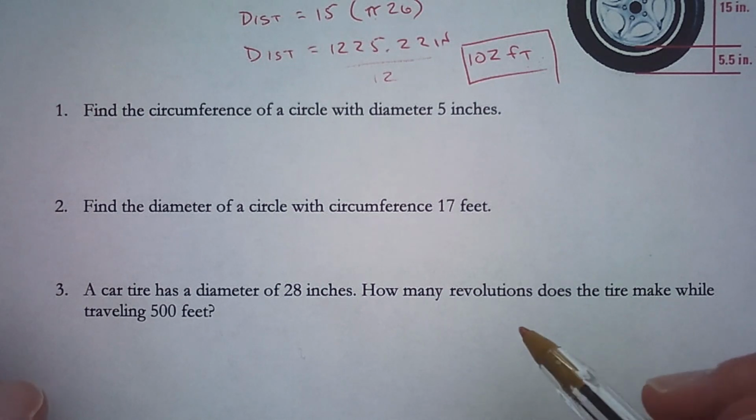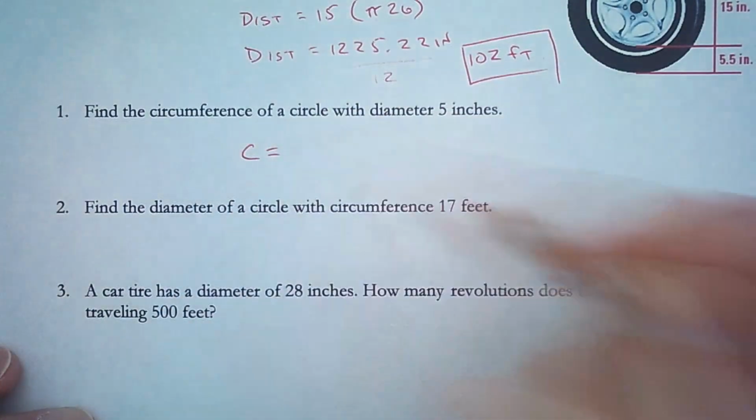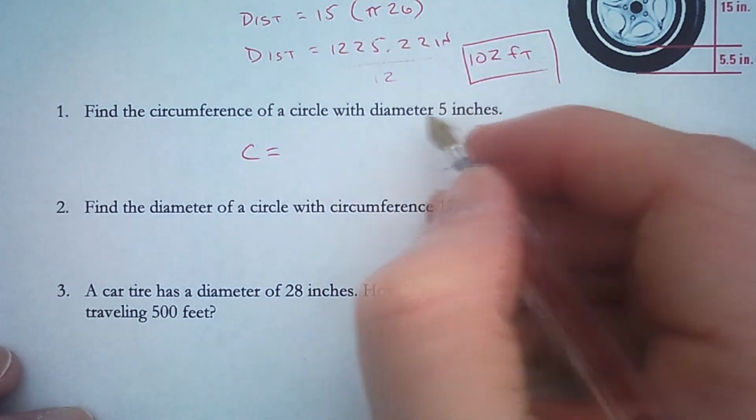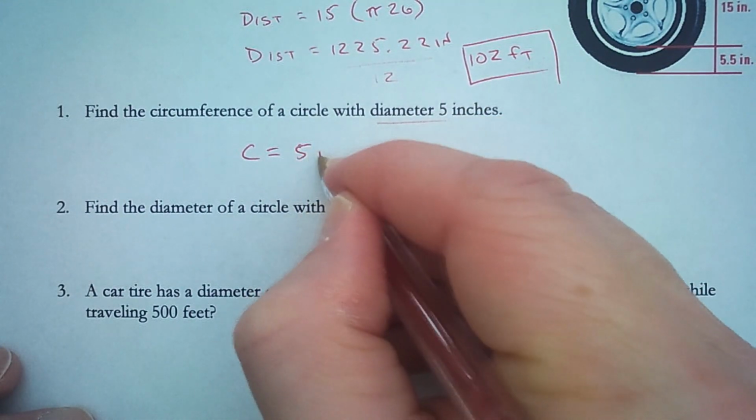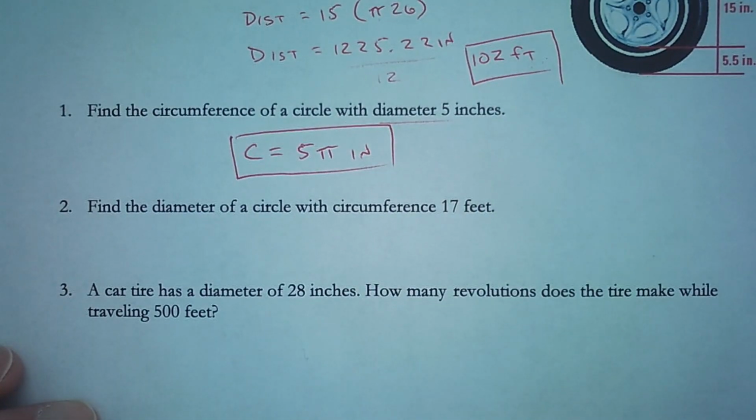Okay, so find the circumference of a circle with a diameter of 5 inches. So the circumference is just pi times the diameter. The diameter is 5, so it's 5 pi inches. That is the exact circumference.